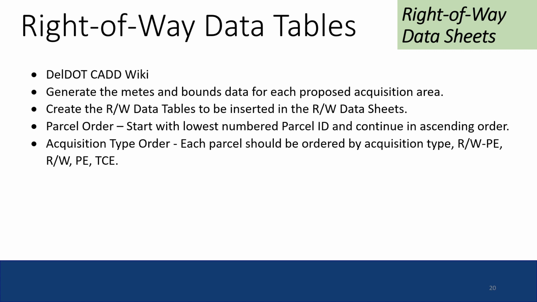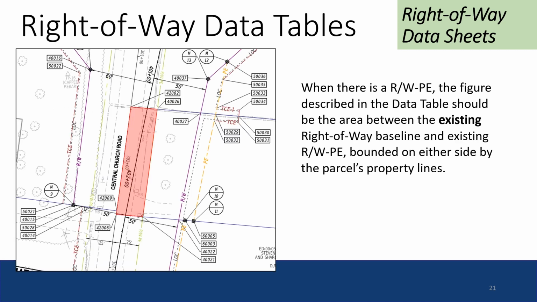The proposed acquisitions should be sorted by acquisition type for each parcel in the following order: right-of-way by PE, right-of-way, PE, and TCE. When there is a right-of-way by PE, the figure described in the data table should be the area between the existing right-of-way baseline and the existing right-of-way by PE, bounded on either side by the parcel's property lines.